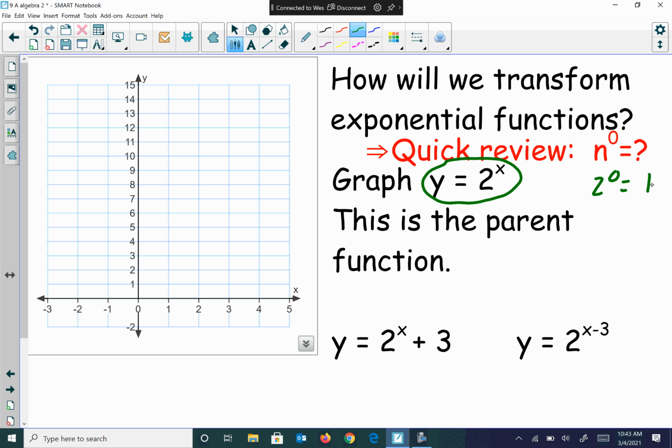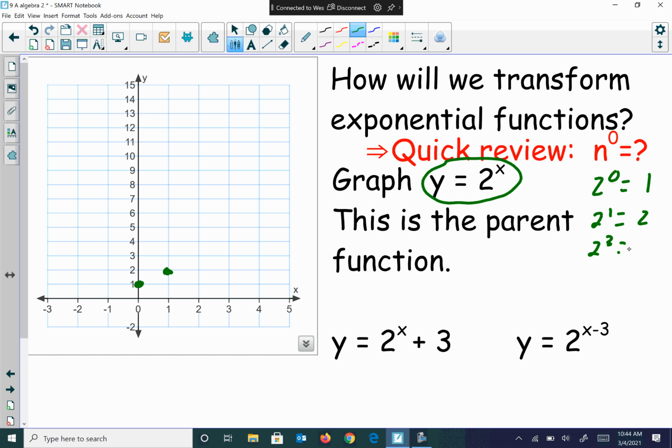A number other than 0 raised to the 0, so 2 to the 0, 3, 1 to the 0, a billion to the 0, is 1. 0 to the 0 is undefined. Oh, great, you gave us a new undefined term. So if I plug 0 in, 0 comma 1, I get right here. And then 2 to the first, I think you're okay with that. 2 to the first is equal to 2. So if I plug 1 in, I get 2.